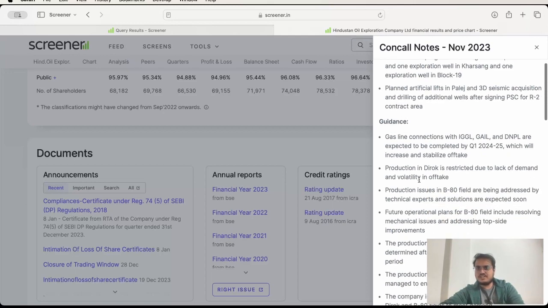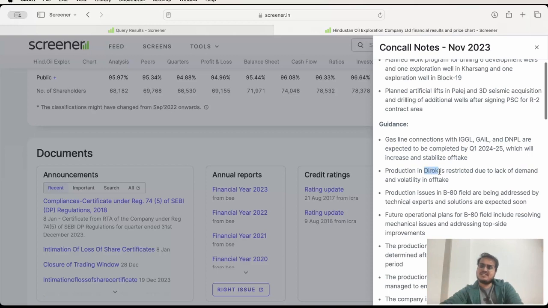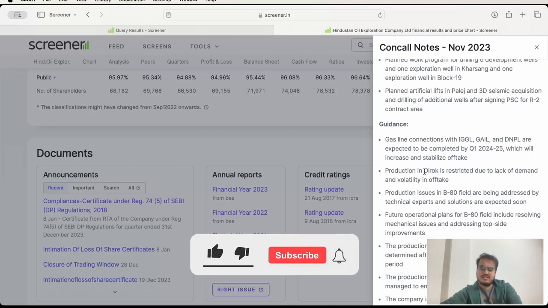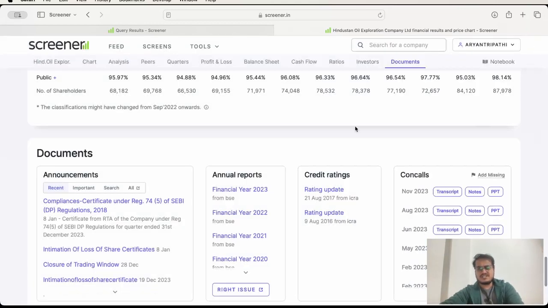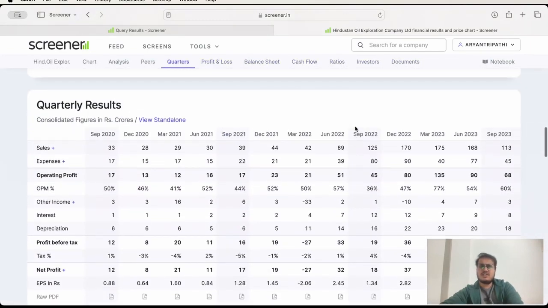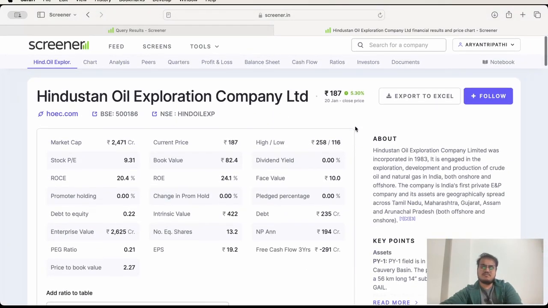Then, I'm not sure, production in the Dirok is restricted due to lack of demand and volatility in offtake. Dirok is also very close to my place. So their services are very close to my place. So I can understand when they say there are some issues going on, people issues or geographical issues or transportation issues. I can see they are not lying or trying to give fake news. It's true, there are some issues going on here. That's why these things are happening. I'll not say that I know everything about the company, but to an extent I can proofread that they are not saying something just to manipulate the news.